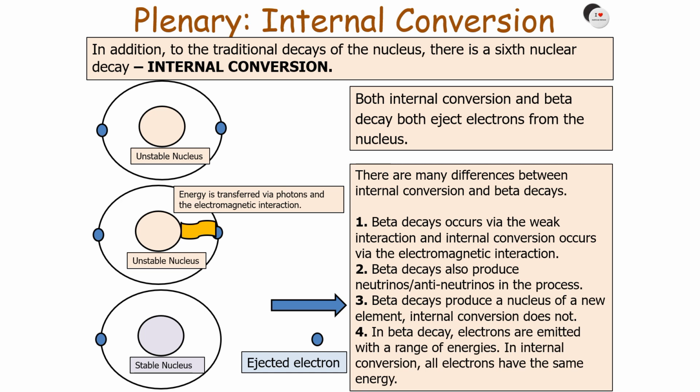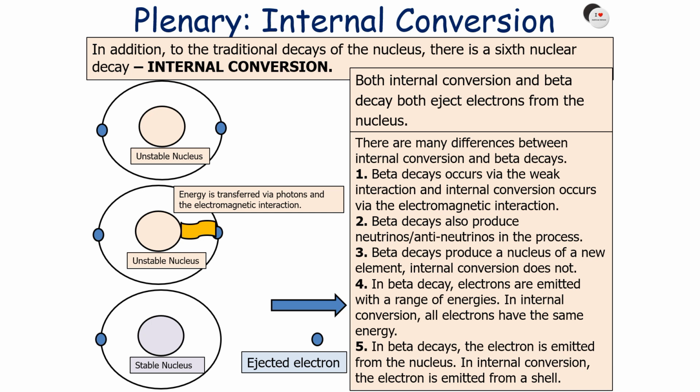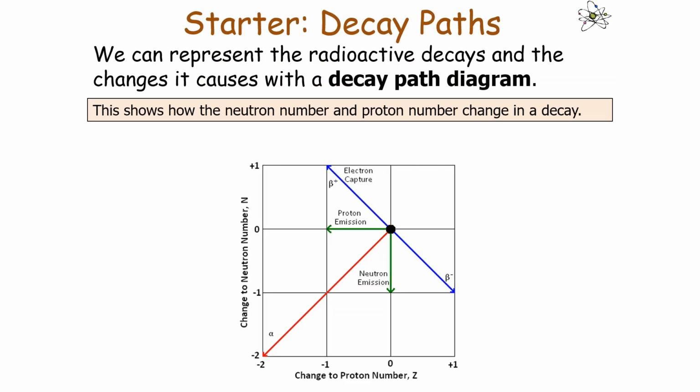In beta decay, electrons are emitted with a range of energies because you're also producing a neutrino or antineutrino, but in internal conversion, because you're not producing a neutrino or antineutrino, all the electrons have the same energy. In beta decay, the electron emitted will be from the nucleus, whilst technically in internal conversion, the electron is emitted from the shell.